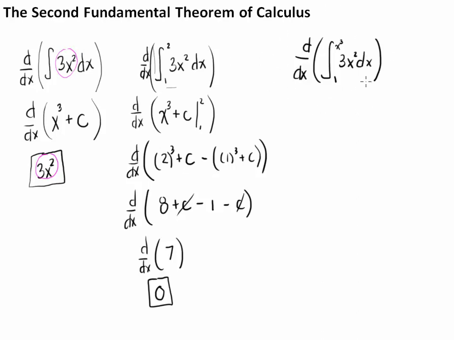And then let's try this one. So let's take the antiderivative of this. We get, it's still going to be x cubed. We get plus c. We don't need the plus c because it's a definite integral. So evaluated from 1 to x cubed.